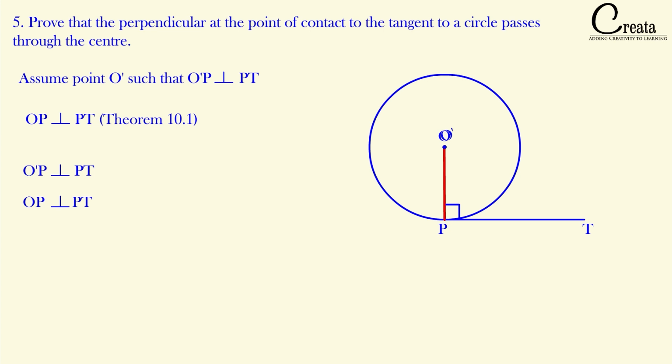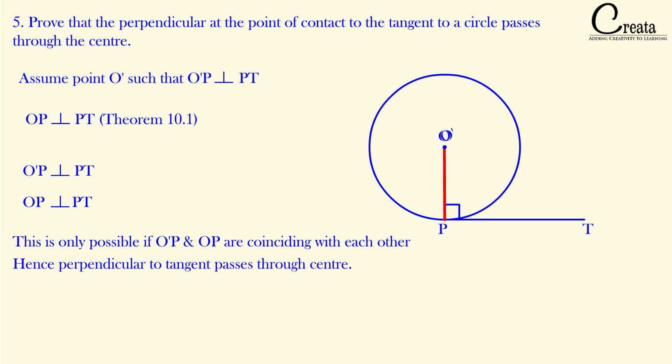That can only be possible if O dash P is on the other side of the line. Like here, OP and O dash P are perpendicular to the tangent PT, but in our case O dash P and OP are on the same side of the tangent. So this can only be possible if OP and O dash P coincide, basically overlapping with each other. It means that O dash is the same as point O, the center of the circle. And that is the answer. The perpendicular at the point of contact passes through the center of the circle.